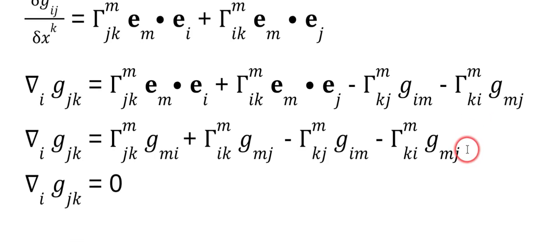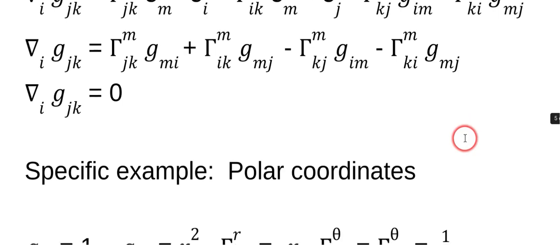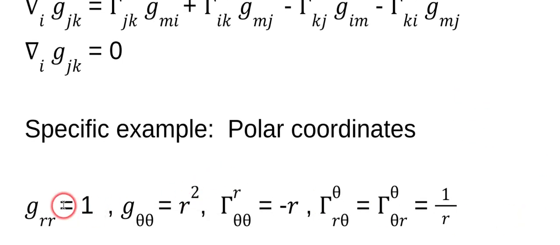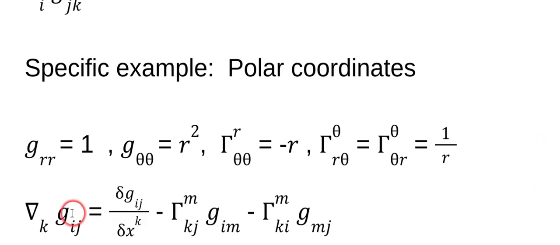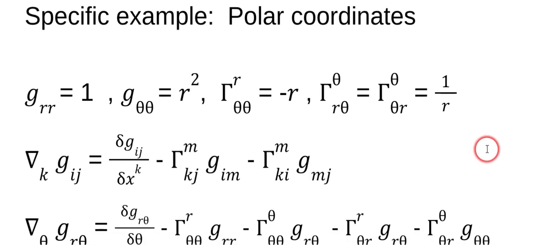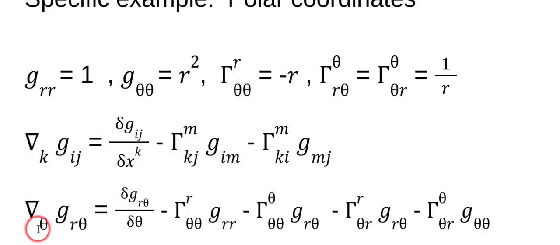Now let's do an example. Let's work in polar coordinates. Here are the only two non-zero elements of the metric tensor, and here are three non-zero components of the Christoffel symbols. So we have five things to work with, and here's our generalized equation. If you work all of these out, which I would encourage you to do because it's really good practice with indices, all of them have zeros everywhere except one. Let's just do the one because we don't want to be here all day, do we? That is the covariant derivative of g_r theta with respect to theta.